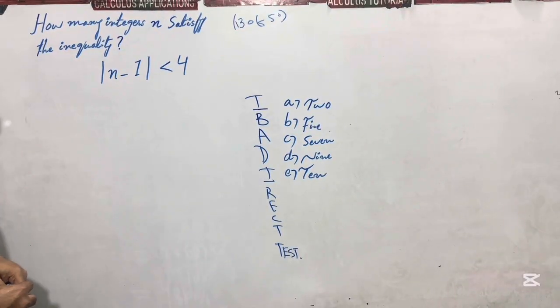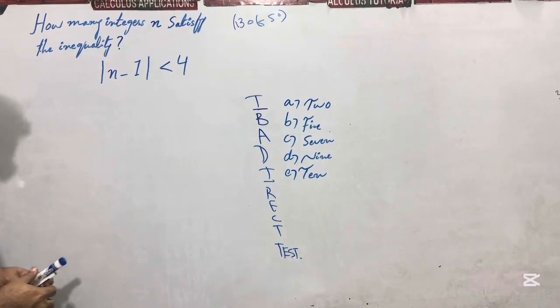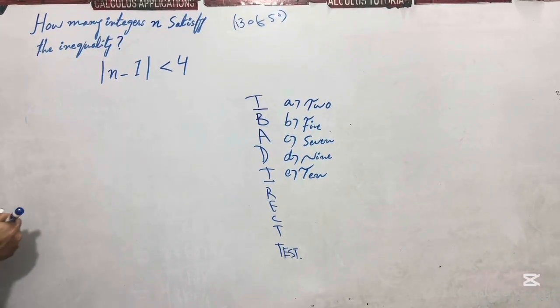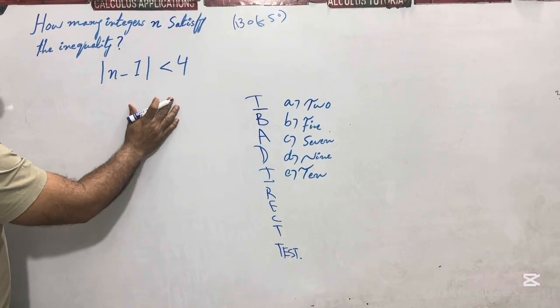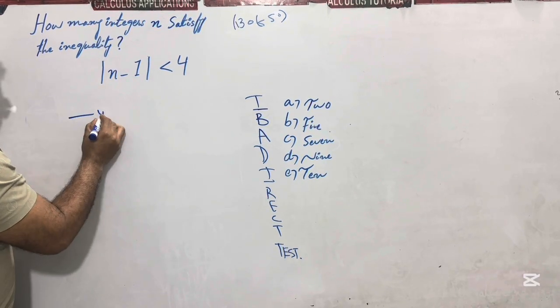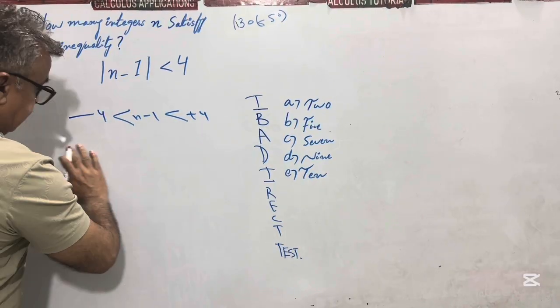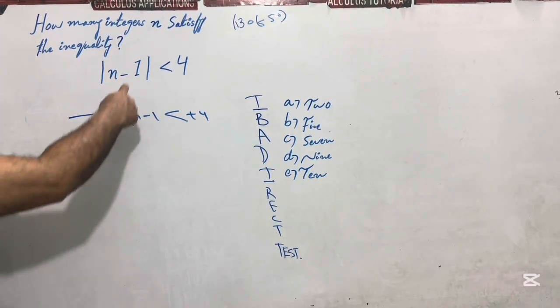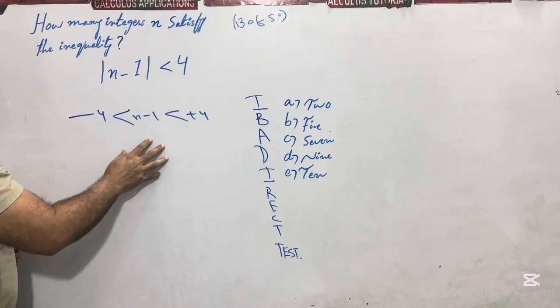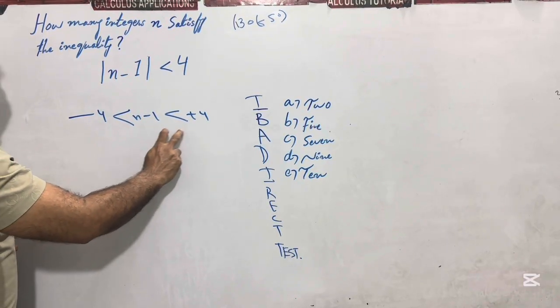How to deal with inequality? We are taught to remove the mod and introduce positive and negative signs. To some extent at a low level it is affordable, but that is the definition of how to open a modulus. Minus 4 less than n minus 1 less than positive 4. There is less than, so it is going to be an open interval.